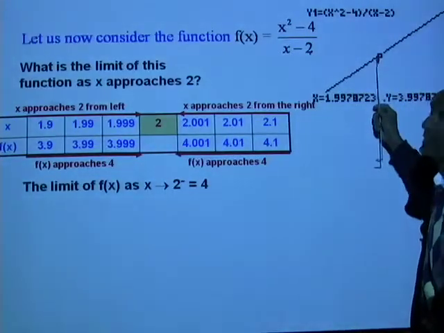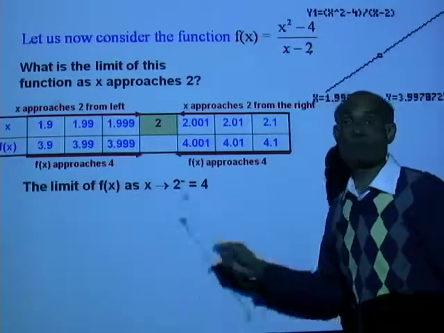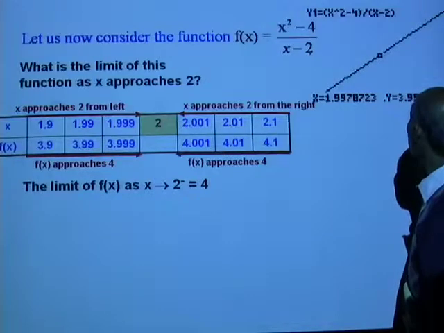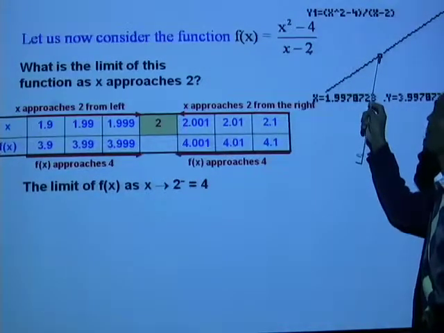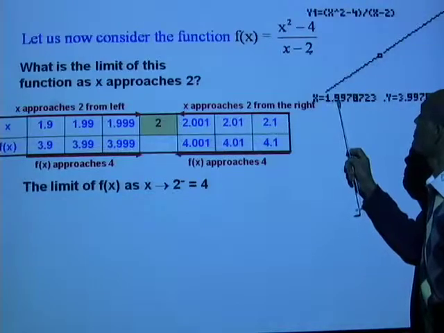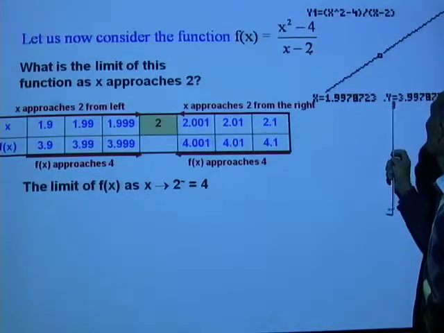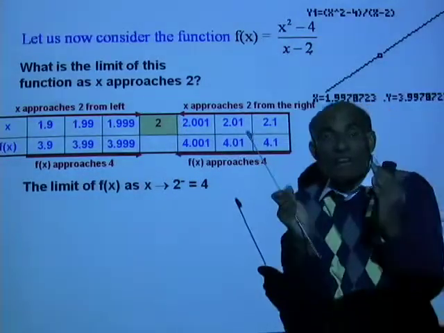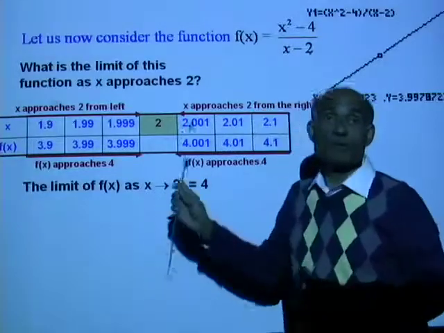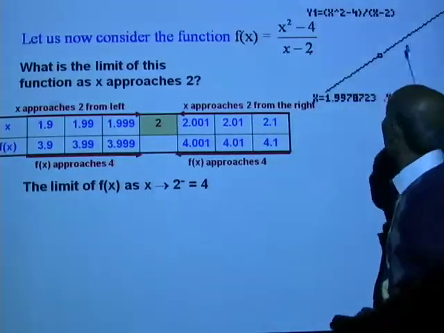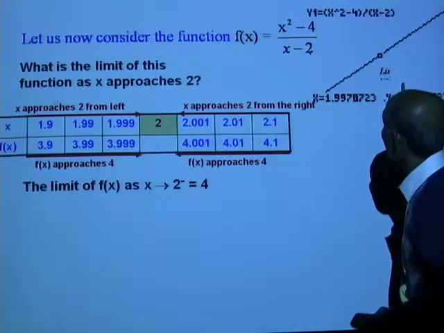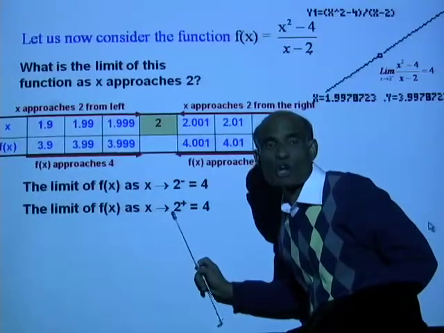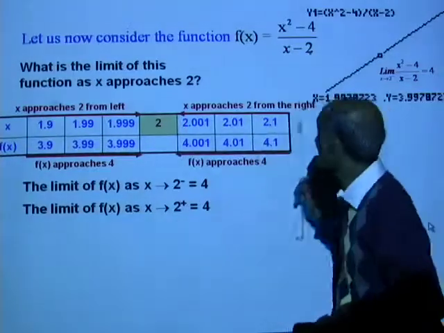Now, this is the graphical representation. I have actually shown you this graph before. As x gets closer and closer to 2, the output is closer and closer to 4. Now, what is that point shown there? The input is 1.997 and so on. The output is 3.997 and so on. So, as x gets closer to 2, the output gets closer to 4. How about when x comes from the right side? We say the limit of f of x as x gets closer to 2 from the right is also 4.